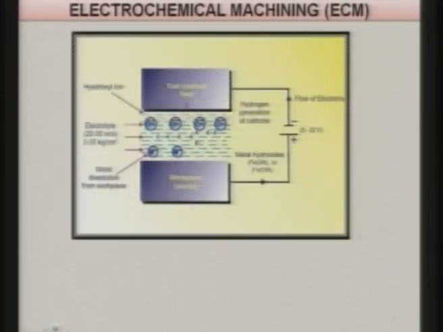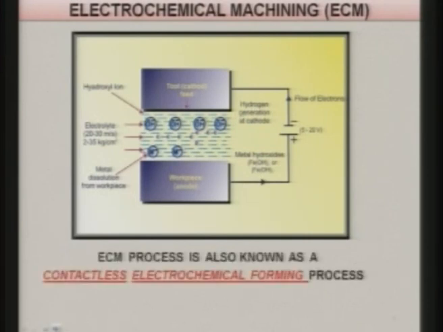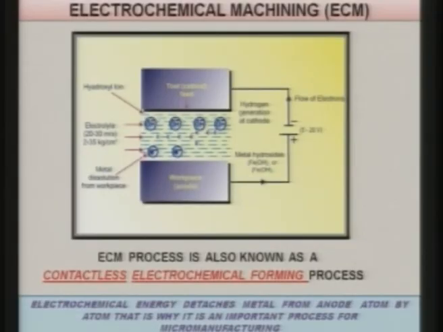Now, let us understand the working principle of electrochemical machining with the help of this particular figure. Before I discuss this figure, let me tell you that this process is also known as the contactless electrochemical forming process, where you are changing the shape and size of the component without really making any physical contact between the tool and the workpiece, as we do in case of traditional machining processes, where a single point cutting tool or multi point cutting tool removes the material in the form of chips and changes the shape and size of the component. So, this is different in that reference.